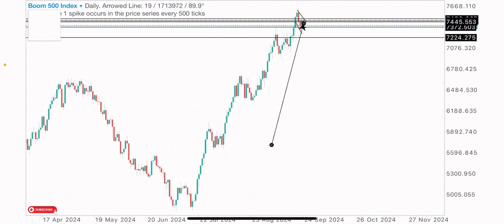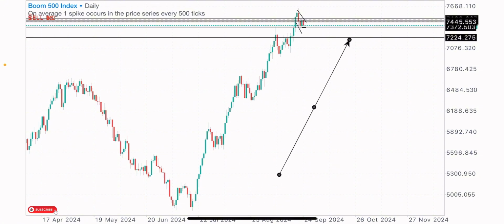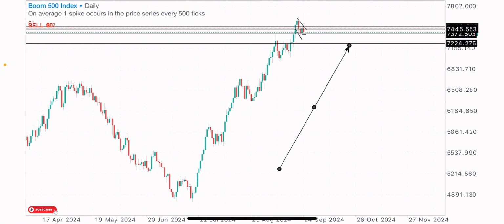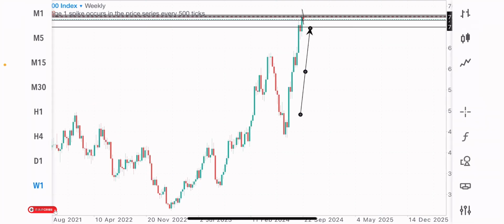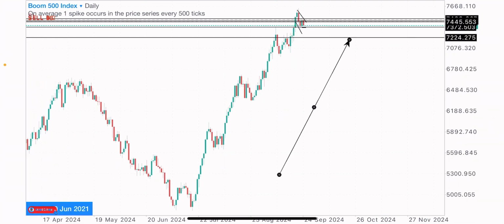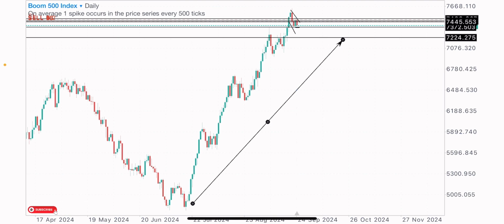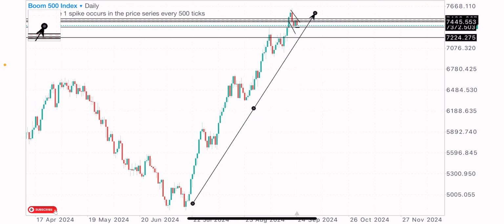So on the daily time frame, whenever you want to analyze the market, whenever you want to look for opportunities, I start from a high time frame, and this high time frame can be the daily, the weekly or the monthly time frame. So on the daily time frame, this index has been in an uptrend for a very long time, creating higher highs and higher lows. Firstly, I analyze from a high time frame.